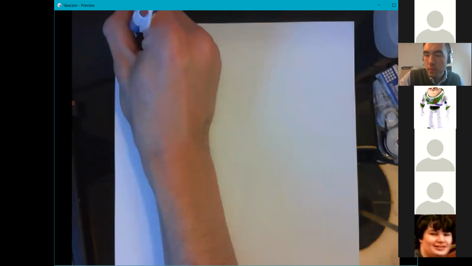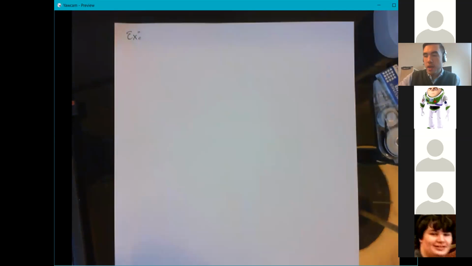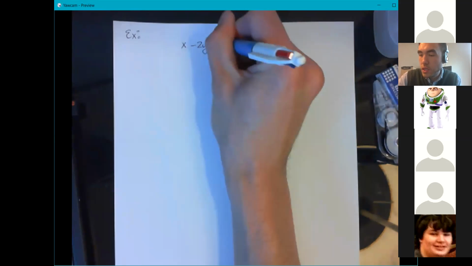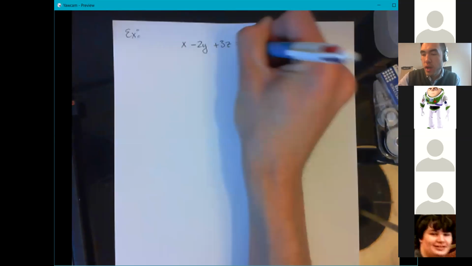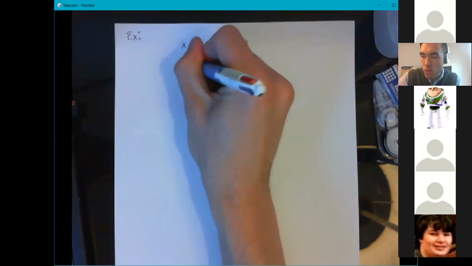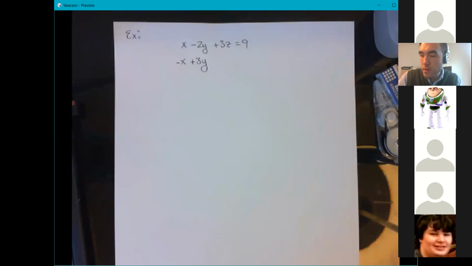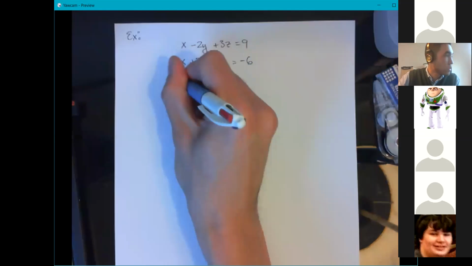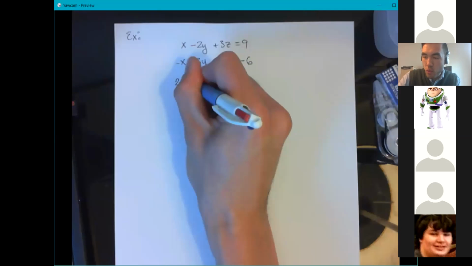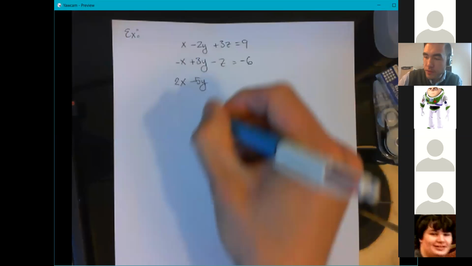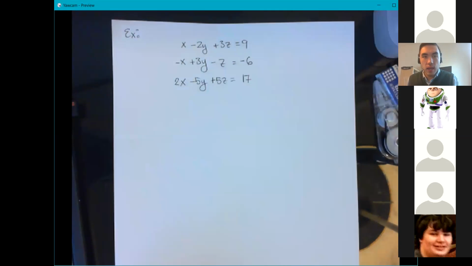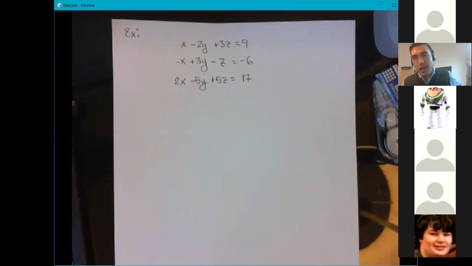Item number 1, let's say that we have the following system. For example, I have x minus 2y plus 3z is equal to 9. I also have negative x plus 3y minus z is equal to negative 6. And then I also have 2x minus 5y plus 5z is equal to 17.